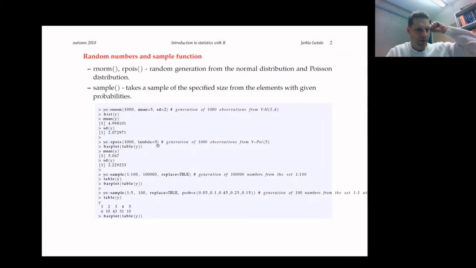And then we can look at this sample function, which is basically taking some set of values, for example, numbers from 1 to 100, and here I have asked it to sample an integer value from 1 to 100, 100 times, and each time one number is drawn. Each number has really equal opportunity to be picked. It is replaced so that next time it could actually be taken again.